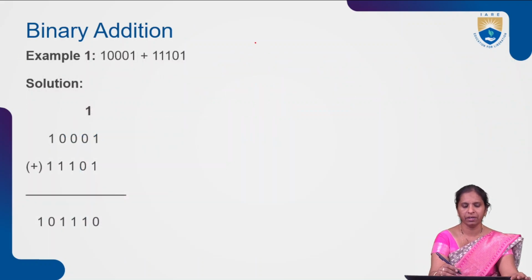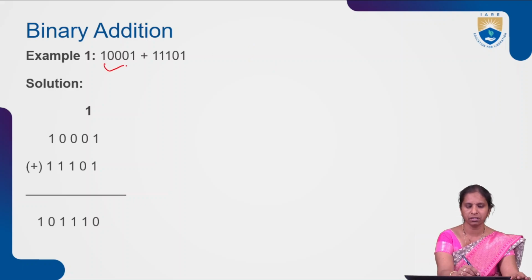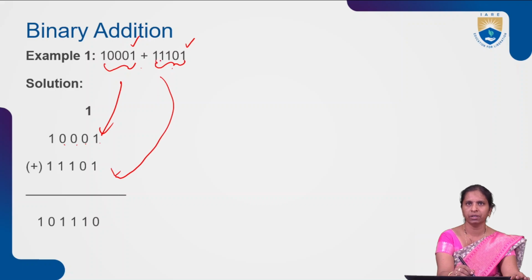Now, for example, you have taken two binary numbers. One is 1001, the other is 1110. So, these are the two binary numbers and you want to add them. How do you add this one? First, write down the first number, 10001, and write down the second binary number, 11101. Now, add these two numbers.